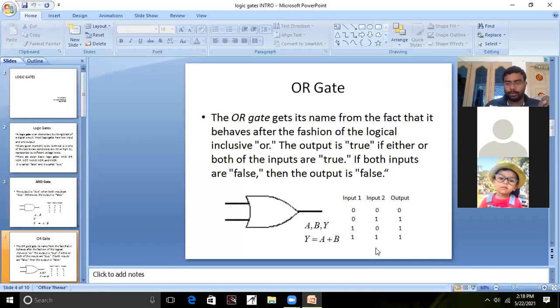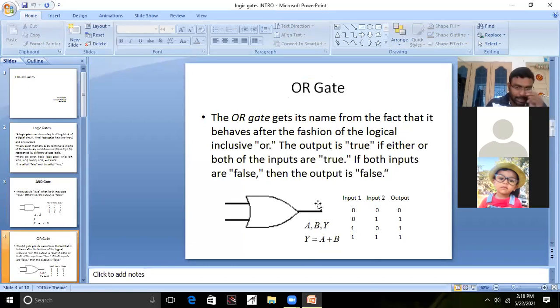Okay, then let me go to the second basic gate, the OR gate. Already we know what is meant by AND and what is meant by OR in Boolean algebra. AND means multiplication, OR means addition. So the OR gate is used for adding the two inputs.